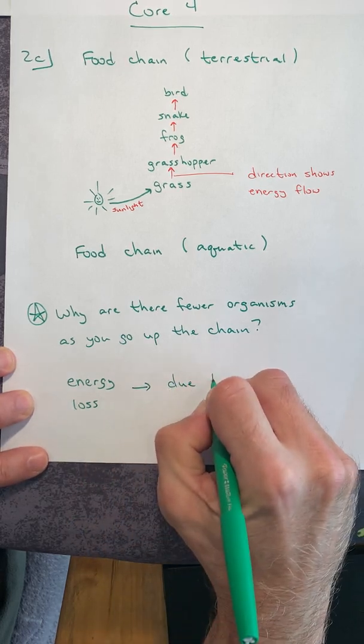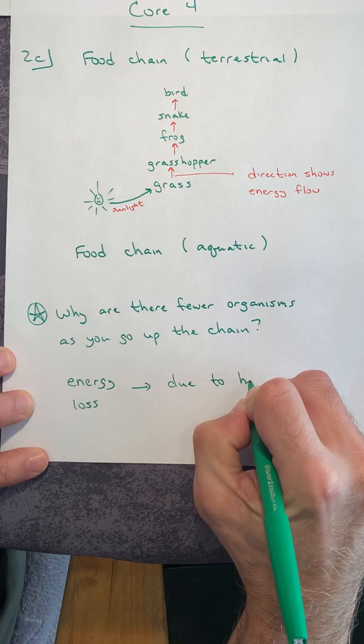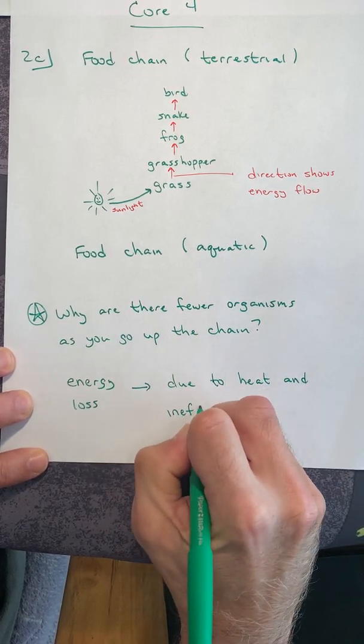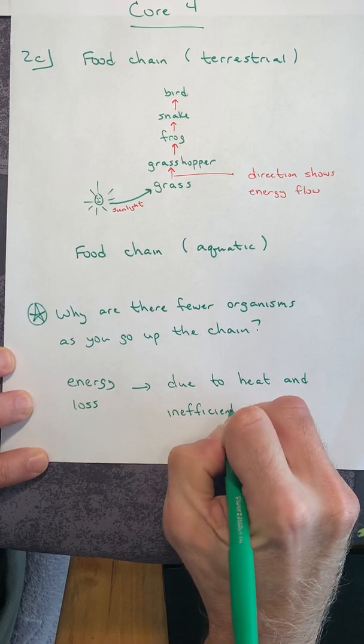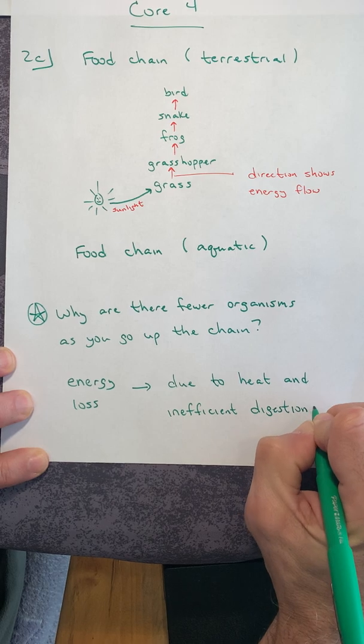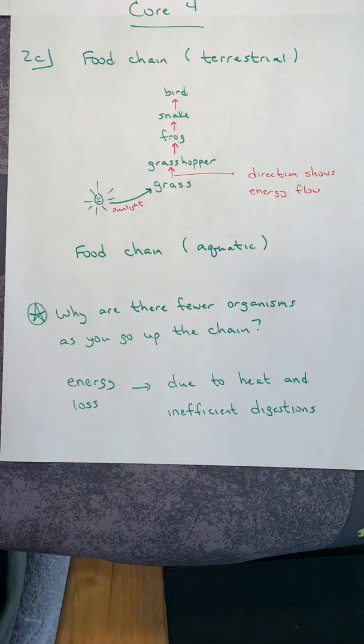So, energy loss due to heat and inefficient digestion. We do not digest all of the macromolecules we eat. Classic example, the cellulose husk, that yellow husk on corn. That's why we joke and say corn in, corn out. Okay, so that's 2C. Be creative here.